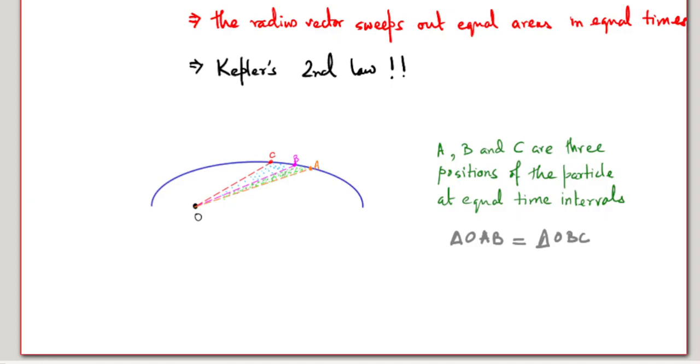Angular momentum and its conservation lies squarely at the heart of one of the greatest scientific revolutions of all time, the discovery by Isaac Newton of universal gravitation and its consequences.